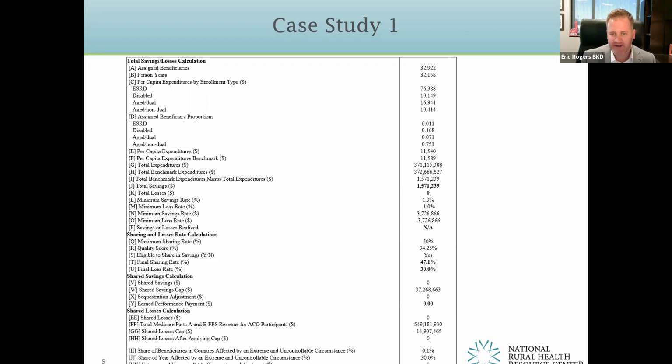Quality score was good. They were at 94%, and they would have had 47% of the shared savings of everything above 3.7, but they were 2 million short that year. So they didn't get a shared savings in that particular year because they didn't quite get to the 2% or the 1% threshold of 3.7 million. Next slide, please.